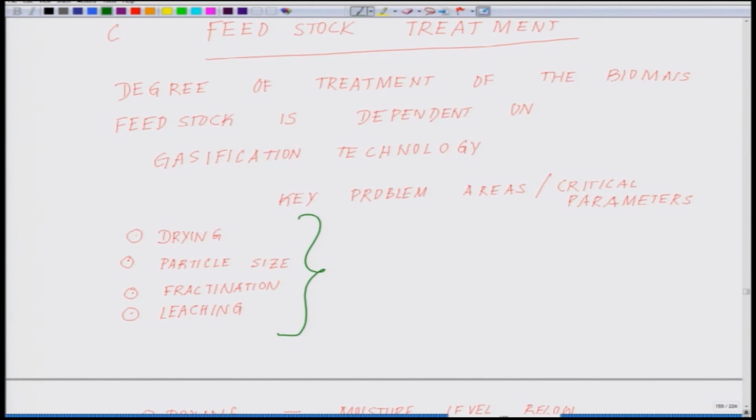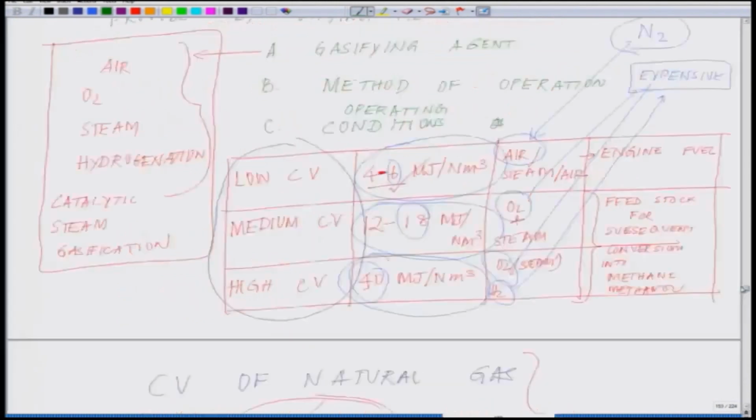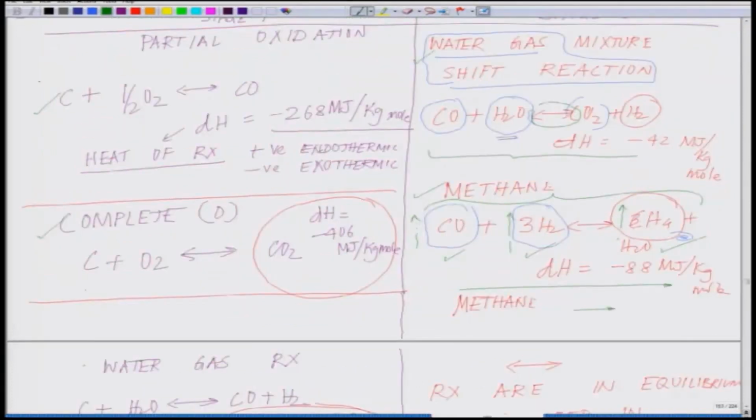So your feedstock treatment is the most fundamental basics, which we covered in section C, and you have to always remember the basics. So again, this is that comparison. We are at this point here, 4 to 6 megajoule per Newton meter cube, and always remember these 4 reactions. This is very, very critical. These 4 reactions should be your guiding principle. This one, this one, this one, and this one.